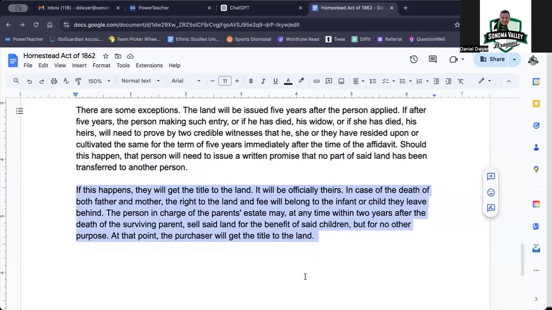In case of the death of both father and mother, the right to the land and fee will belong to the infant or child they leave behind. The person in charge of the parent's estate may, at any time within 2 years after the death of the surviving parent, sell said land for the benefit of said children, but for no other purpose. At that point, the purchaser will get the title to the land.